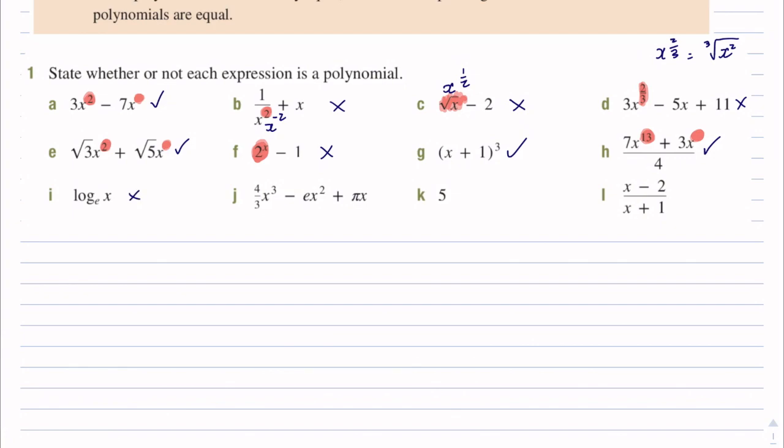Don't stress. This one is all of the powers of x are whole positive numbers. This one is because it's x to the 0. It's just not a very fun polynomial. And this one is not because x is on the bottom.